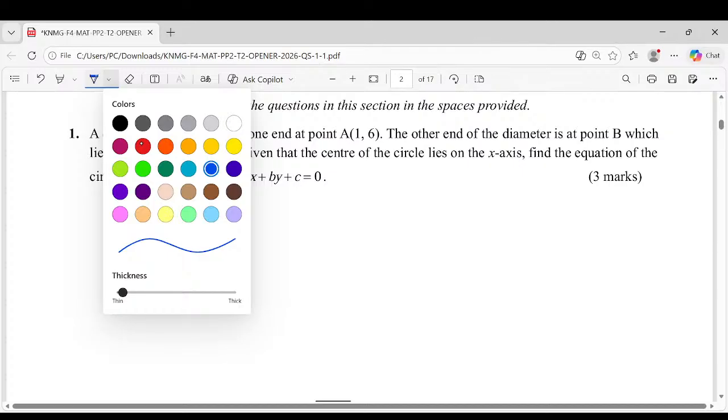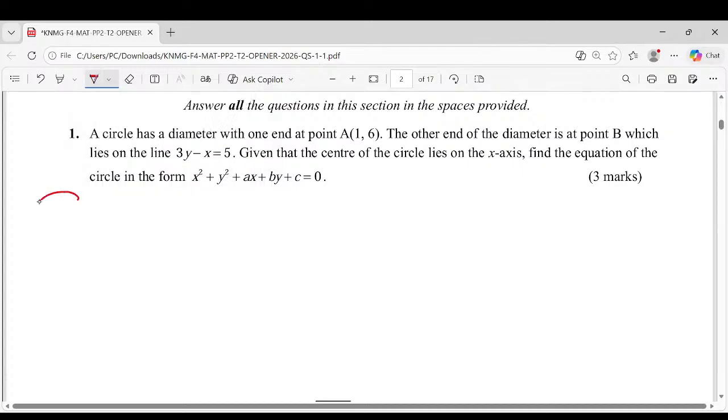So we are having a circle of this type. This is the diameter, this is end A, this will be our end B, and this will be the center of our circle. We are told that end A has the coordinates (1, 6), and B lies on this line. Because we don't know the coordinates of end B, let them be (x, y).